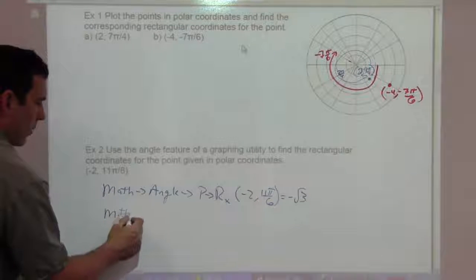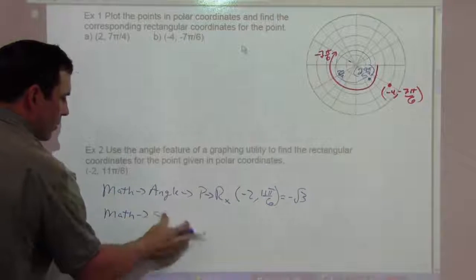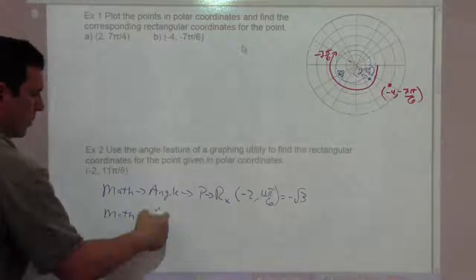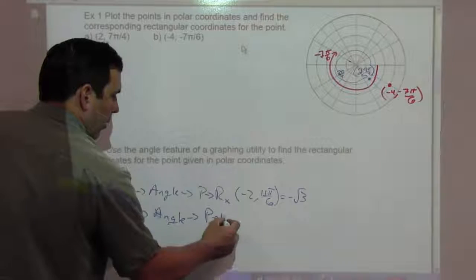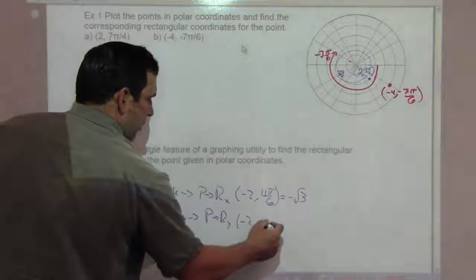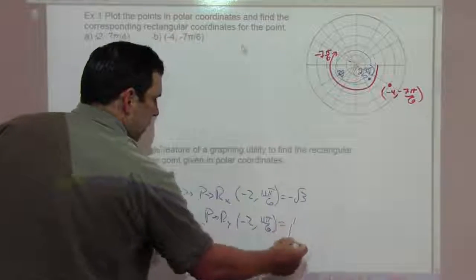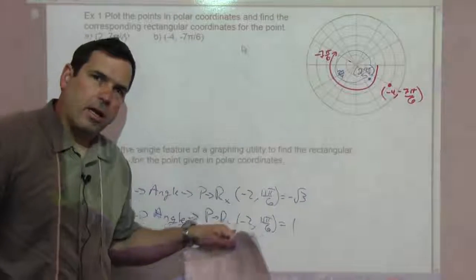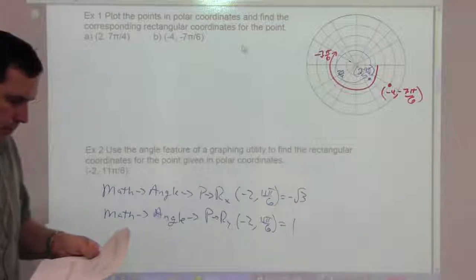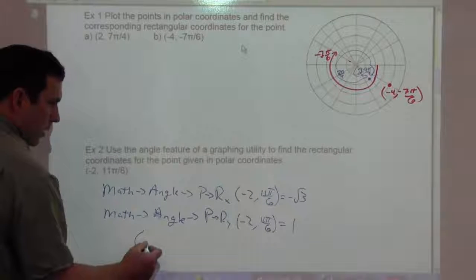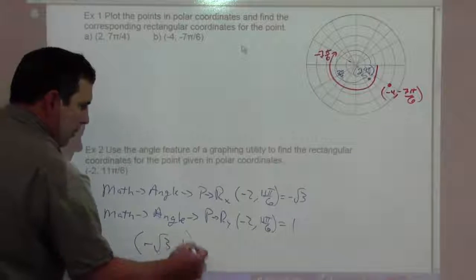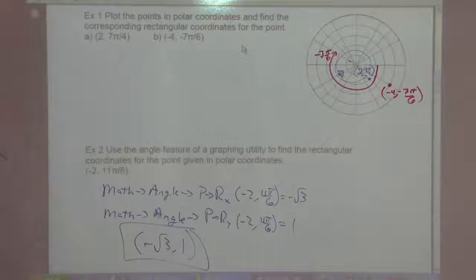Then math menu to the angle menu to P arrow R y of negative 2, 11 pi over 6, and that would give us 1. So now you can see how to do it on the calculator. We should be able to do it freehand anyway though. So the point is negative square root of 3 comma 1. Feel free to pause.